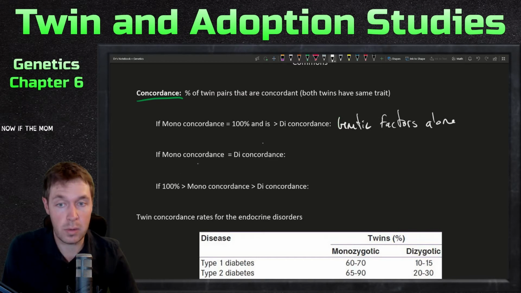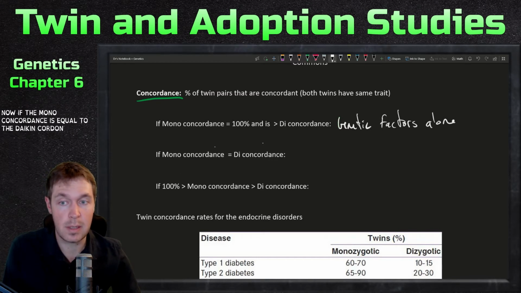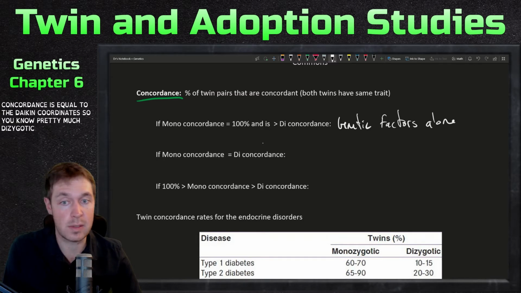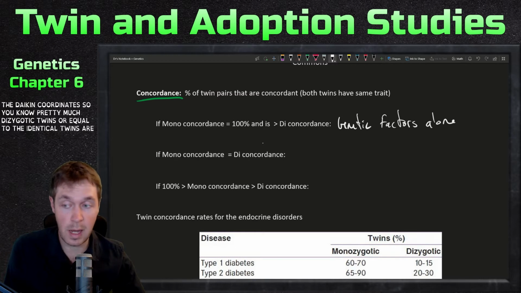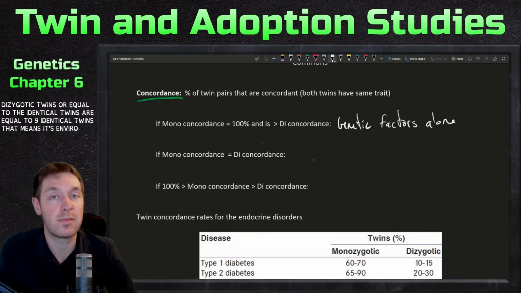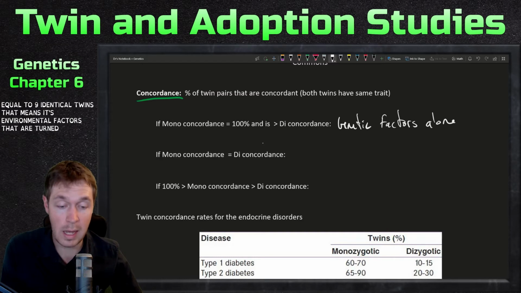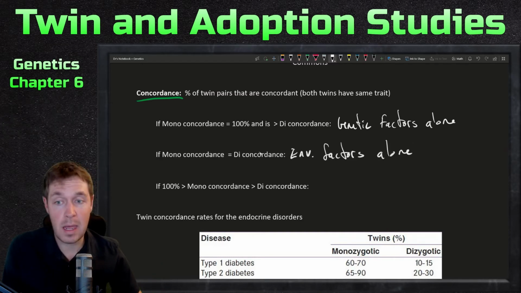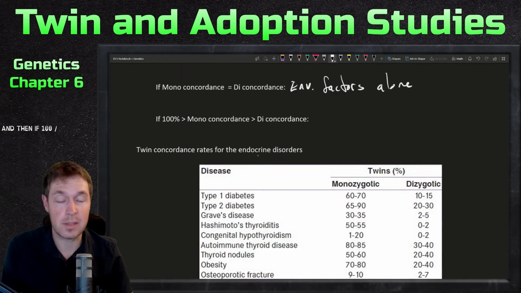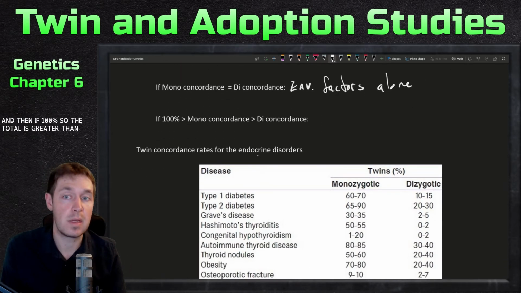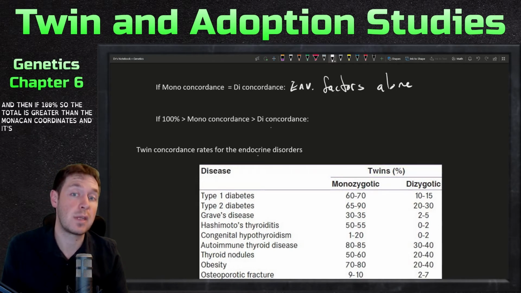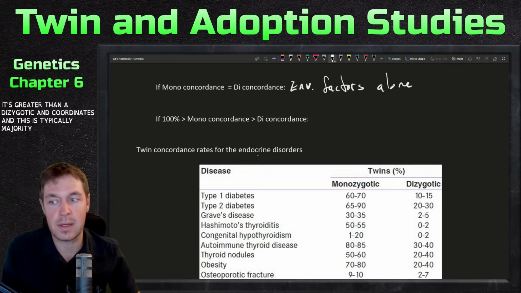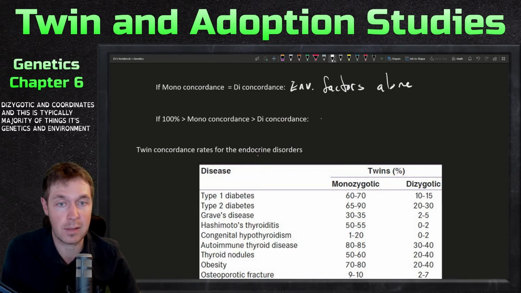Now, if the monozygotic concordance is equal to the dizygotic concordance, so identical twins are equal to non-identical twins, that means environmental factors are the highest at play. And I'll show an example of that one coming up in this table too. And then if 100% is greater than the monozygotic concordance, and it's greater than the dizygotic concordance, this is typically the majority of things. It's genetics and environmental factors at play.